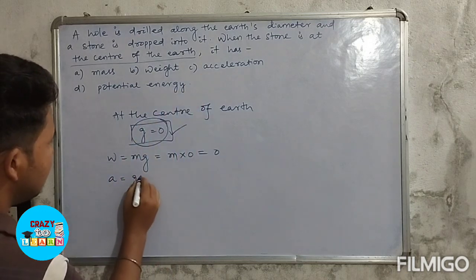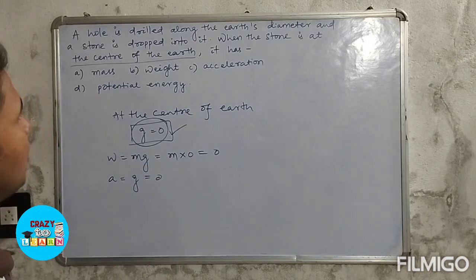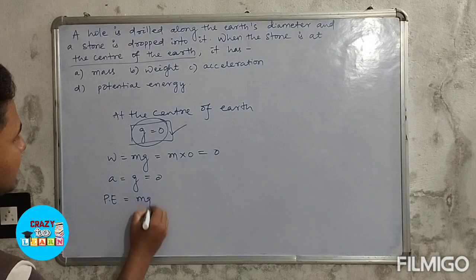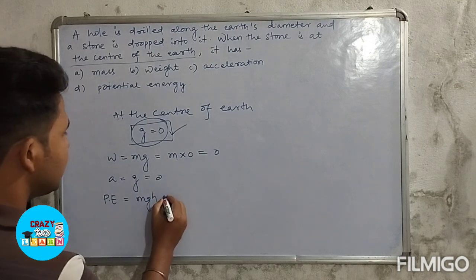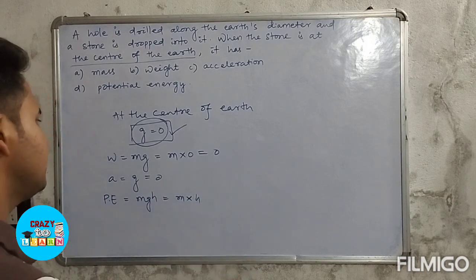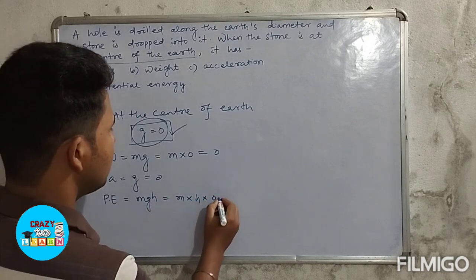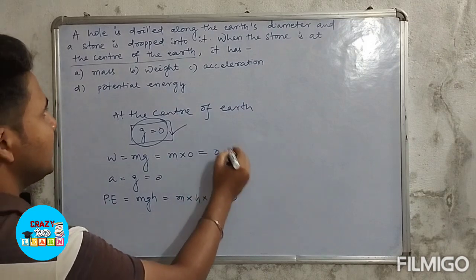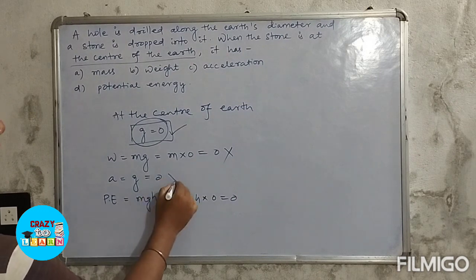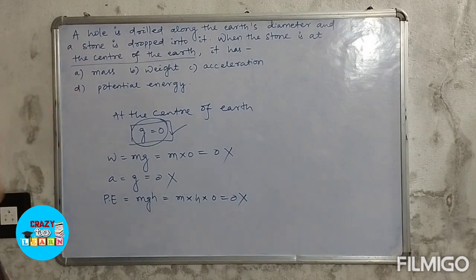Then acceleration a is equal to g. Acceleration is equal to the acceleration due to gravity, and g is equal to 0. Then potential energy P, we know, is mgh. It has some height, or depth you can say, but g is equal to 0, so it will be 0. So the weight is 0, so it does not have weight. Its acceleration is also 0, so it has no acceleration. Its potential is also 0, so it has no potential.